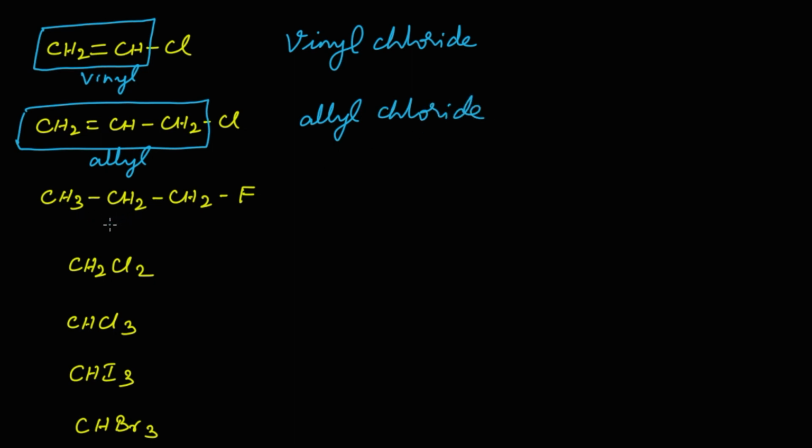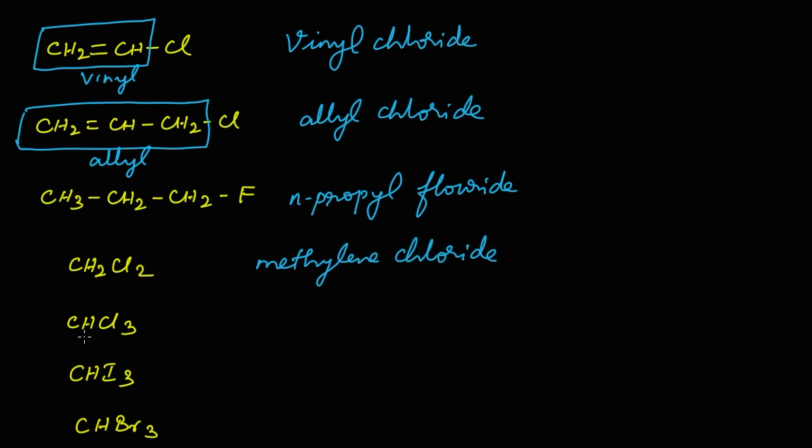And this one, as we learned earlier, is n-propyl chloride. Here instead of this chlorine, fluorine is attached. So the name of this compound is n, the straight chain, three carbons are present, so propyl fluoride. CH2Cl2, CH2 in the sense it is methylene. So here chlorine is present. So the name of this compound is methylene chloride.